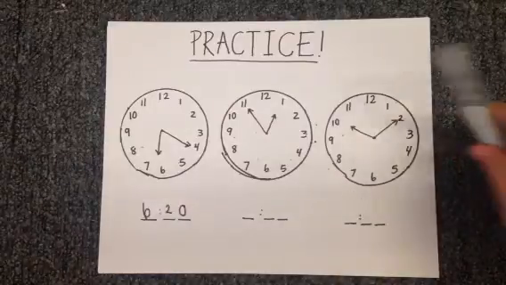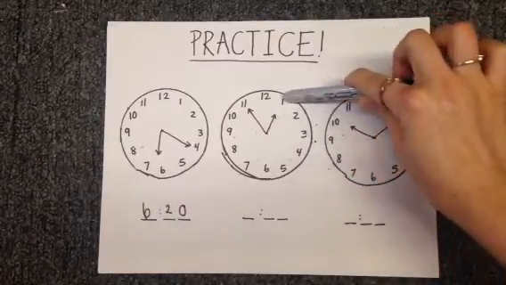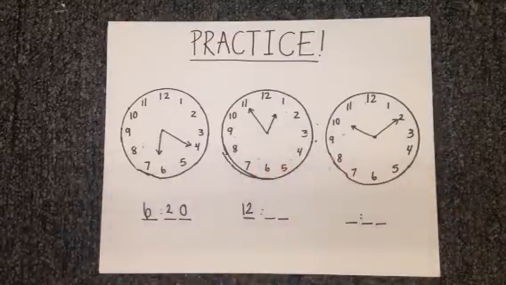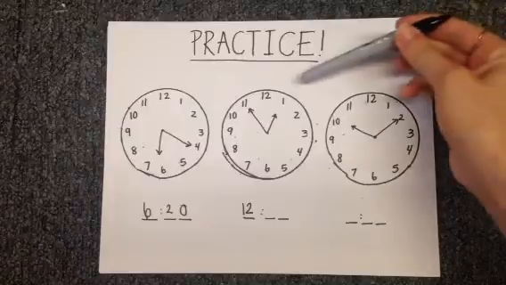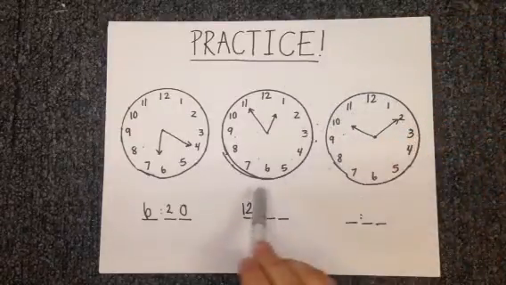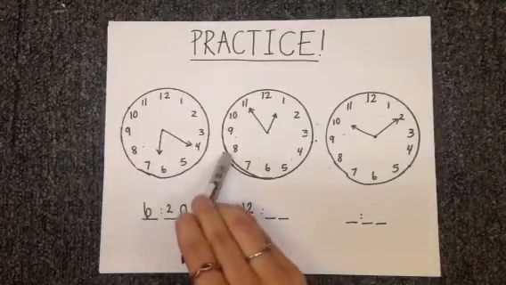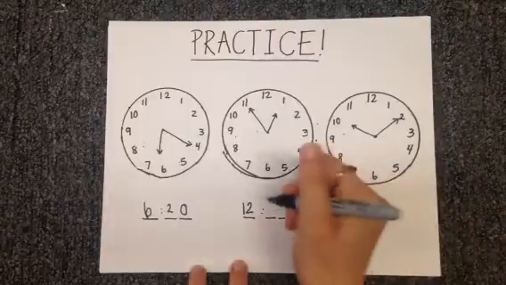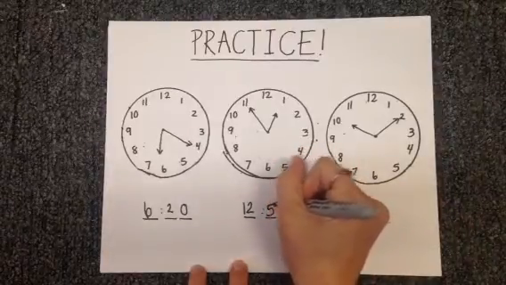Our next example has the hour hand in between the 12 and the 1, so the time starts with 12. And we'll skip count by 5, 5, 10, 15, 20, 25, 30, 35, 40, 45, 50, 55. So we know that our time is 12:55.